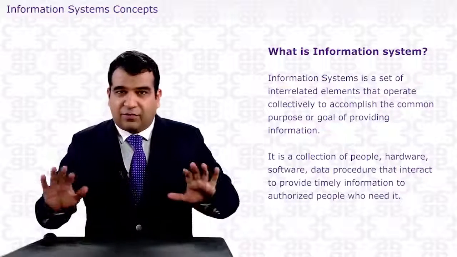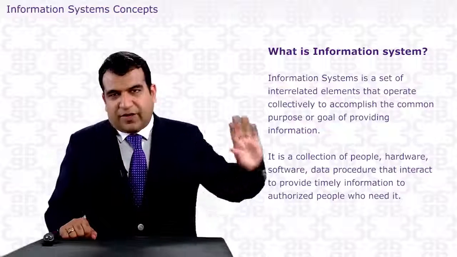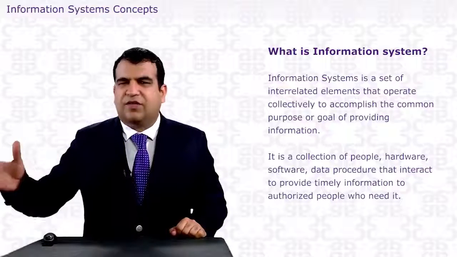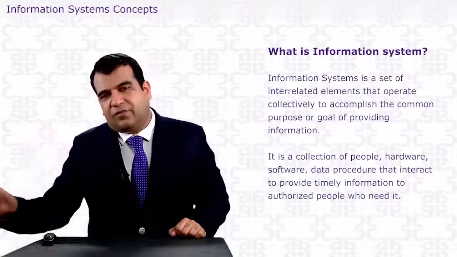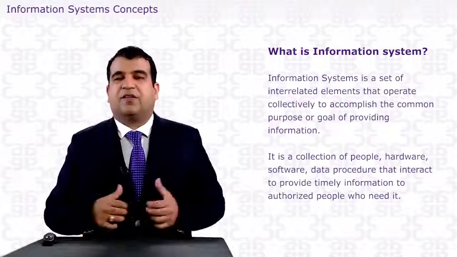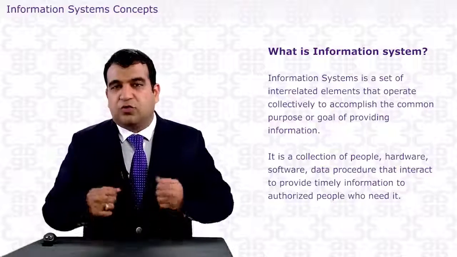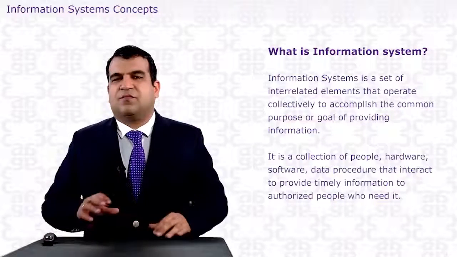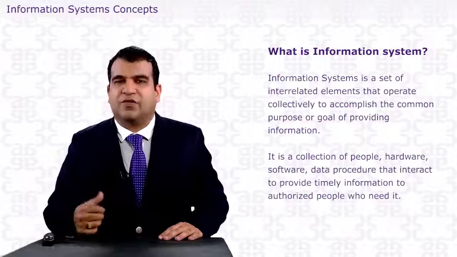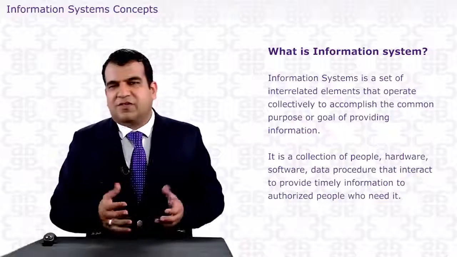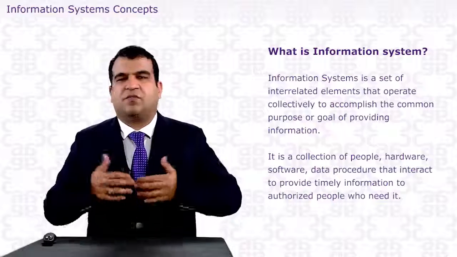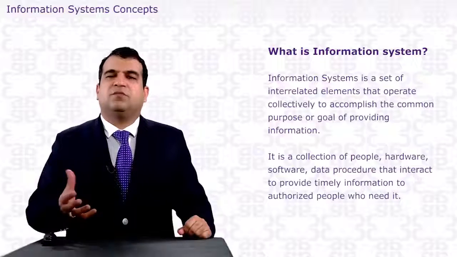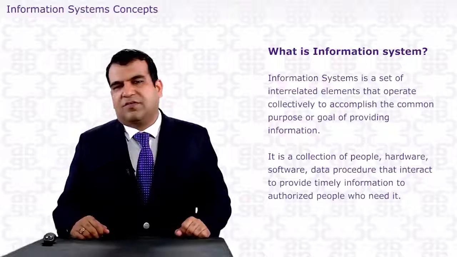You need to be very clear about the difference between the two. A manufacturing company is a system, but a manufacturing company's accounting systems or other systems are information systems. A manufacturing company's goal is to produce goods, and a manufacturing company's information systems goal is to produce information. So all information systems are systems, but all systems might not be information systems. So when you combine the two terms, it is known as an information system.